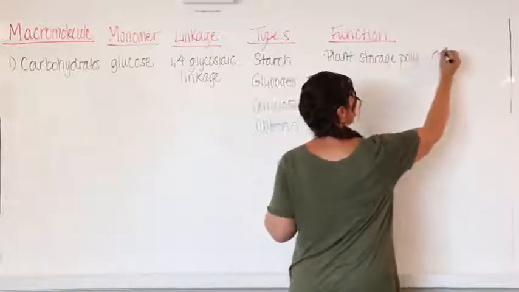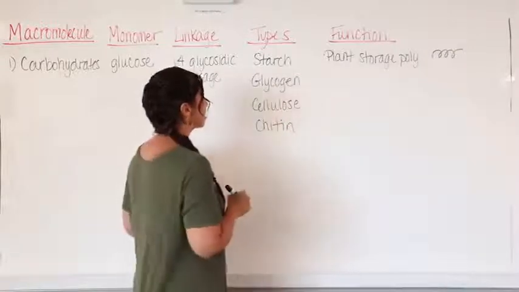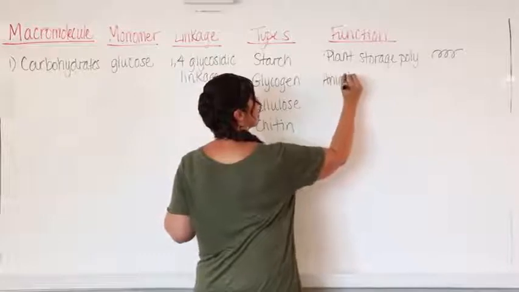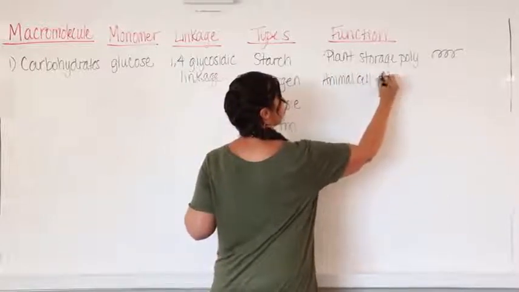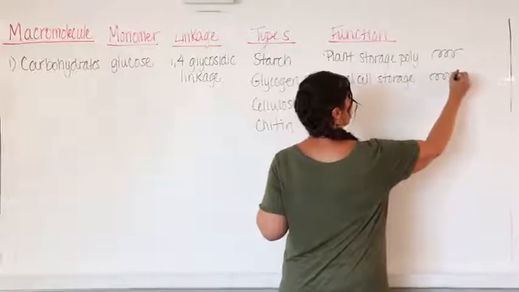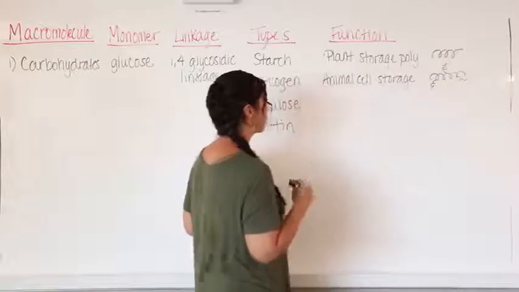And you had the alpha helix shape, just so you can remember what the shape was. You have glycogen. This was your animal cell storage polysaccharide. And this was the branched alpha helix. Do that so you can remember.